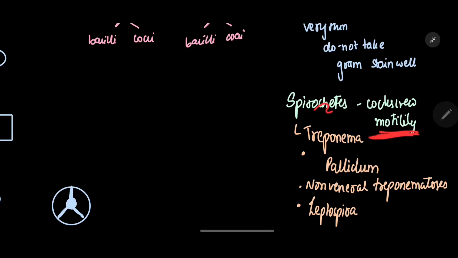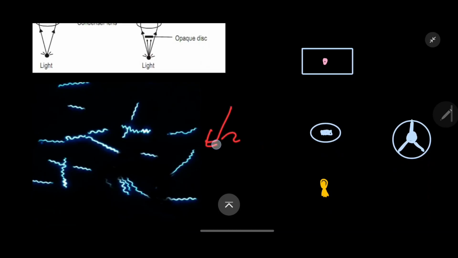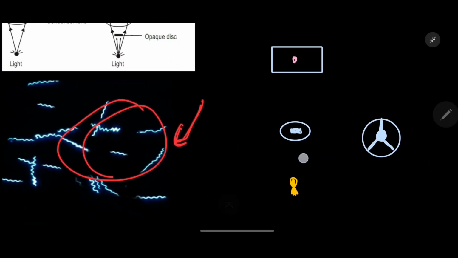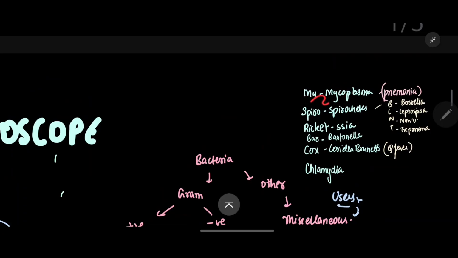Because they have motility and because of their shape, they are observed under the dark field microscope, and this is what they appear as. There are other miscellaneous bacteria as well. For these other miscellaneous bacteria, there are different methods that you observe them under. So that's pretty much it.